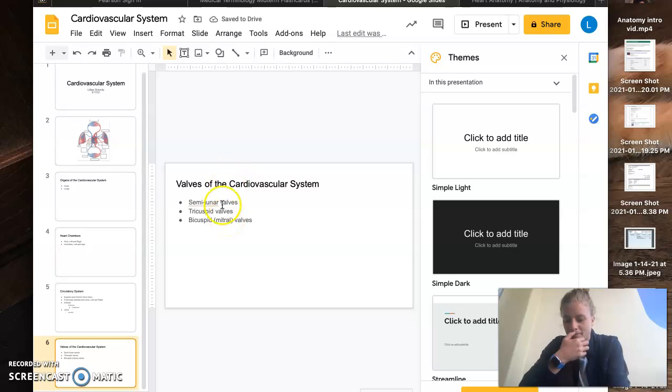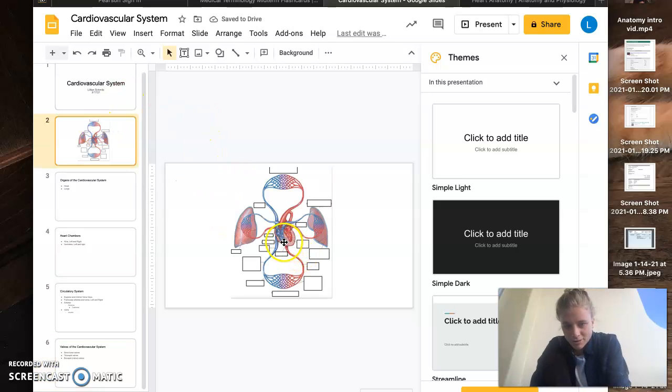The tricuspid valve is where the right ventricle receives blood from the right atrium. Again, it's one way. And then our bicuspid or mitral valve: we have the left ventricle here, and it is going to receive blood from the left atrium, and the bicuspid valve is in between that. Again, that is a one-way valve, so blood is only delivered one way. Thank you for listening. This is the cardiovascular system.